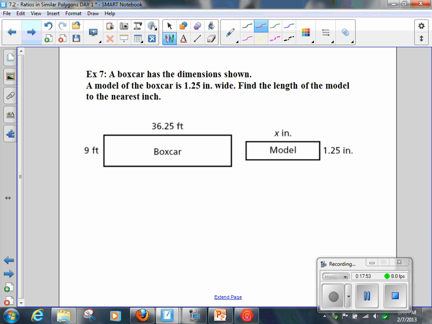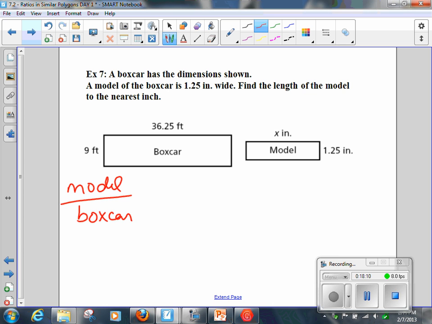Boxcar has dimensions. Model of the boxcar is 1.25 inches wide. Find the length of the model. How am I going to set this up? Model over boxcar, we can do that. Don't have to, but I can go that way. Model over boxcar. Watch what happens.